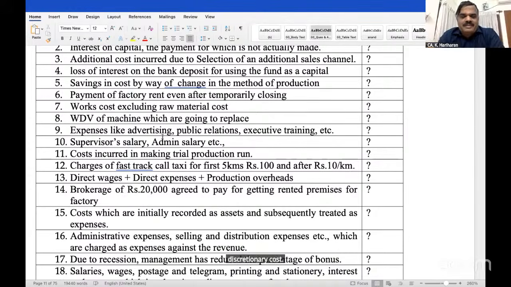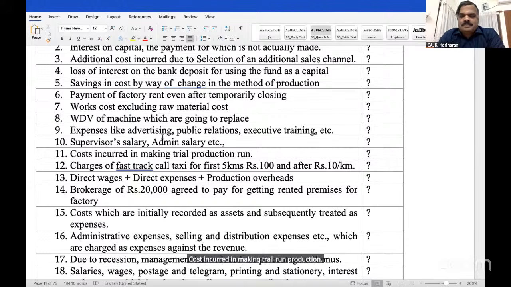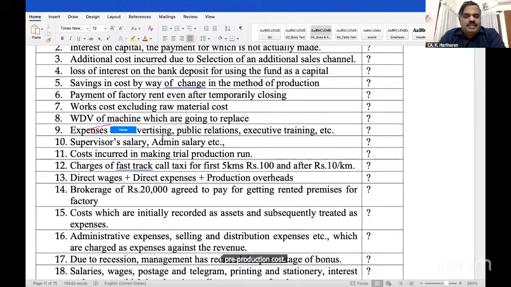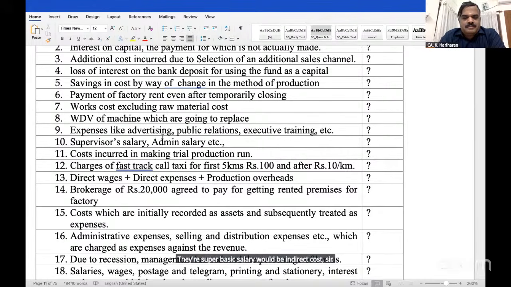Supervisor salary, admin salary and all. Administration cost. Indirect cost. Next: cost incurred in making trial run production. Pre-production cost. Very good. The supervisor salary would be an indirect cost, no, sir? Yes. Indirect cost. Okay.